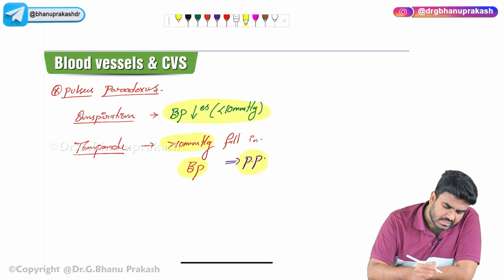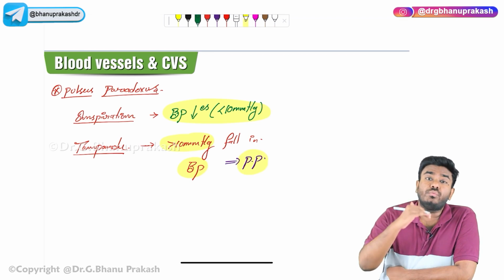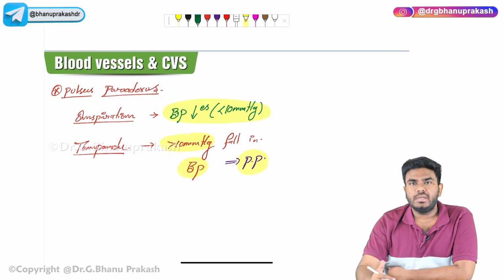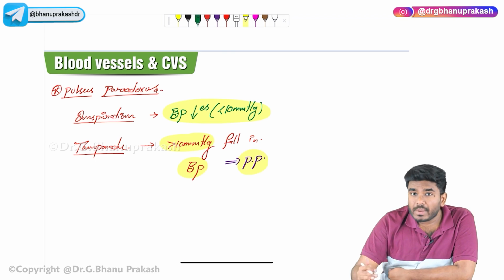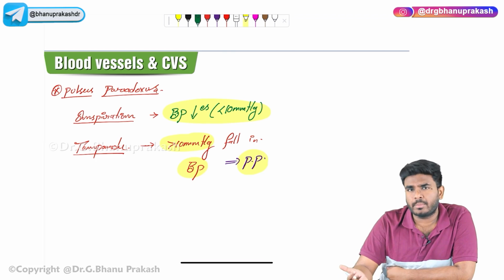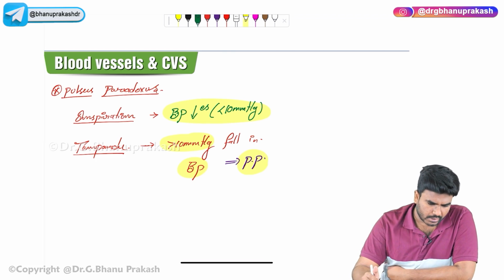What is pulsus paradoxus? Simple. Pulsus paradoxus is a vigorous, exaggerated fall in the blood pressure during inspiration. How much fall? More than 10 mmHg. Some books mention more than 10 mmHg, some books mention more than 12 mmHg fall. It is called pulsus paradoxus.